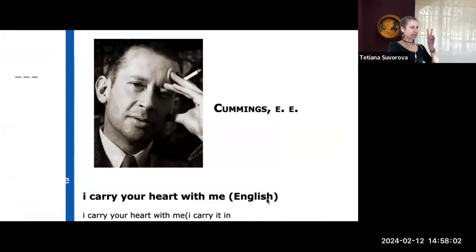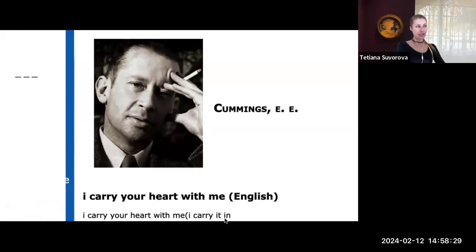So it's English because I have a French version for French students, not today, another lecture. Don't pay attention to this word. Certainly, it's in English because he's an American poet. But I have the version in French. Also, I like it very much. Very skillfully translated. Not today. So I carry your heart with me.